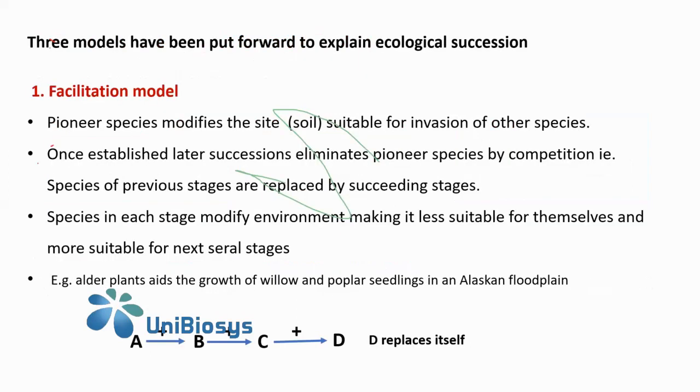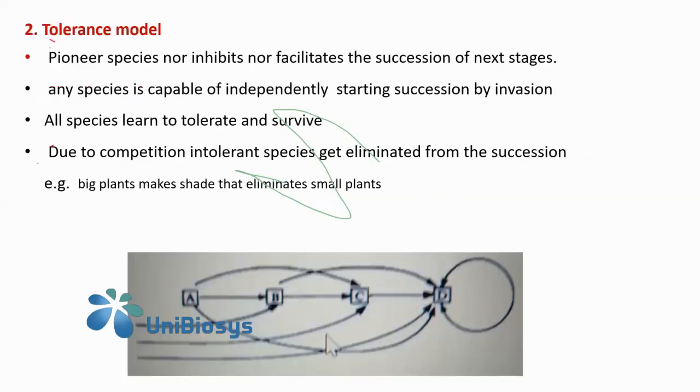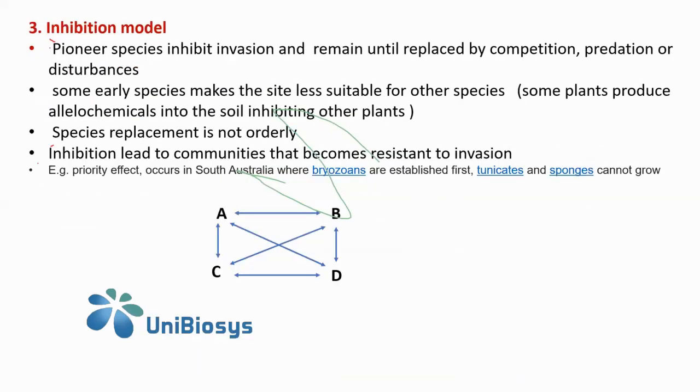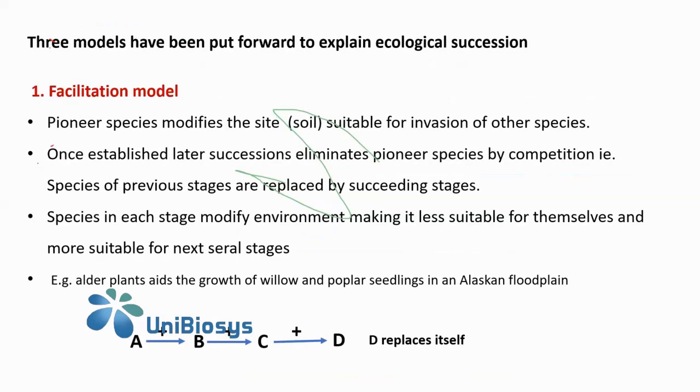Okay, so as this is important, there are three models that have been put forward to explain ecological succession. We have discussed the mechanism of succession, haven't we? Now they have put forward three models to explain the ecological succession. What are these three models? Facilitation model, next is tolerance model, next is inhibition model. Names clear? Facilitation, tolerance and inhibition.